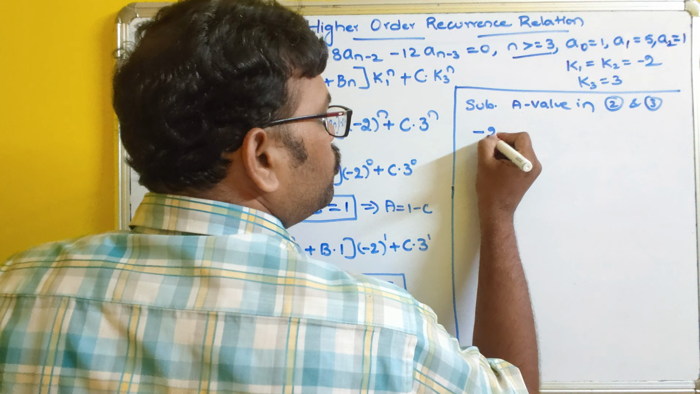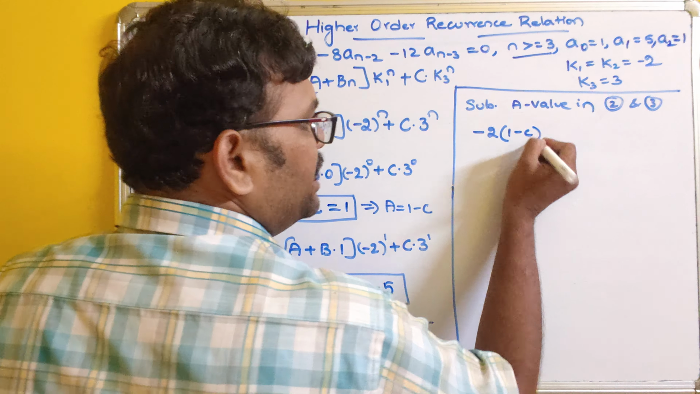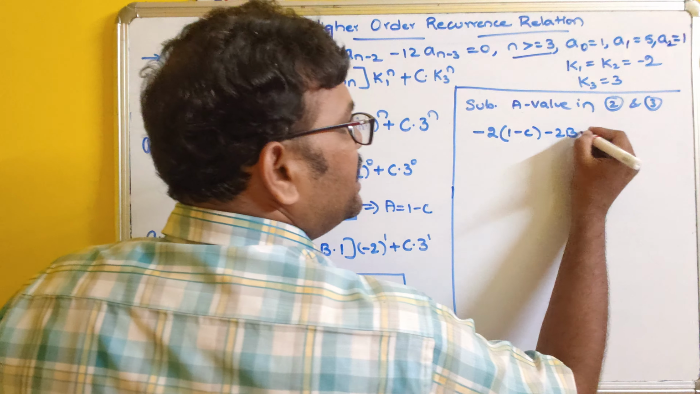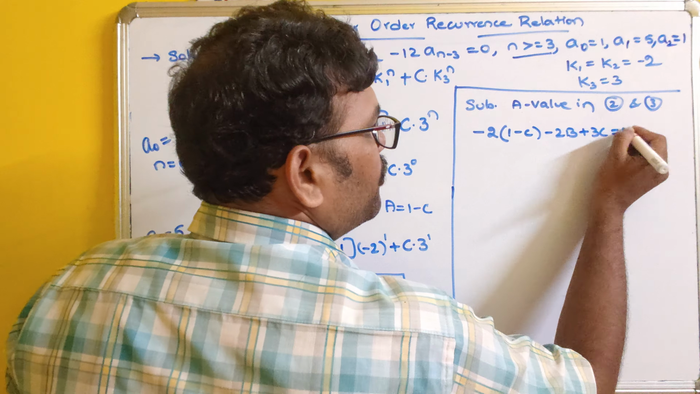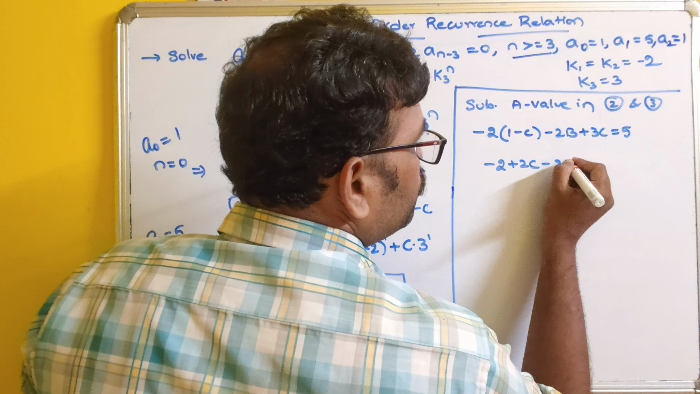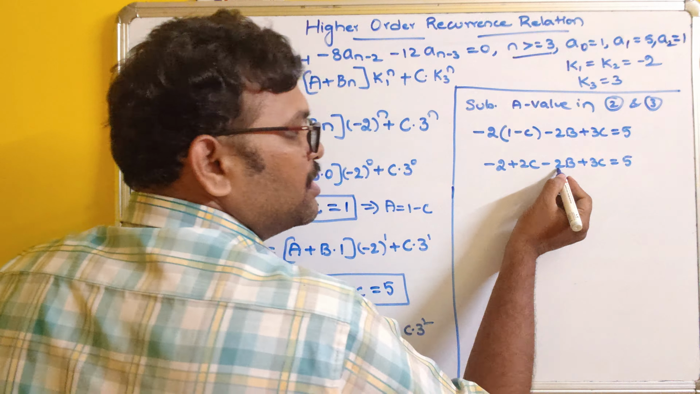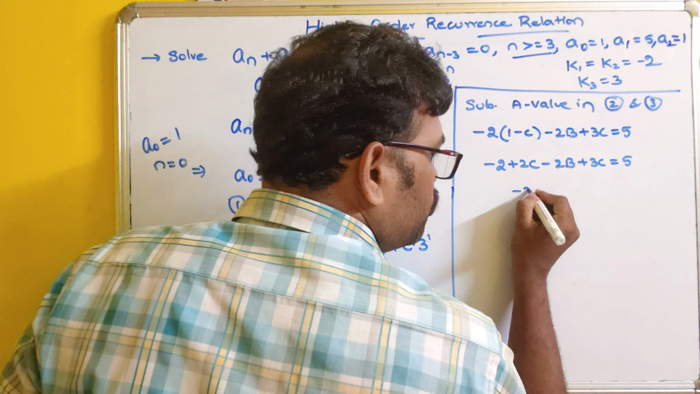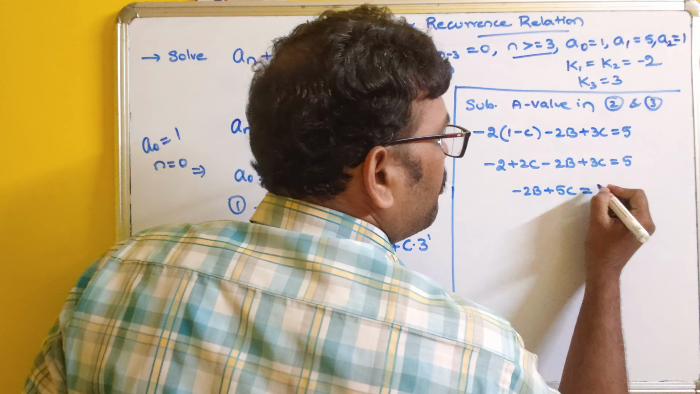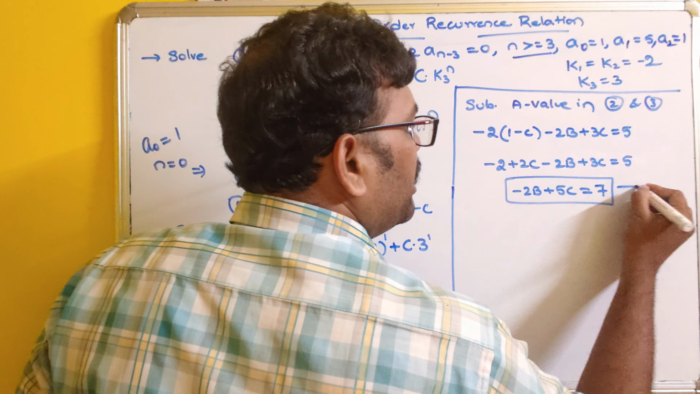So what's the value of a here? 1 minus c. So 1 minus c minus 2b plus 3c is equal to 5. Expand this one: 1 minus c minus 2b plus 3c is equal to 5. So it becomes 2c minus 2b is equal to 5 minus 1, it will be 4. So one equation we got. Let it be equation 4.